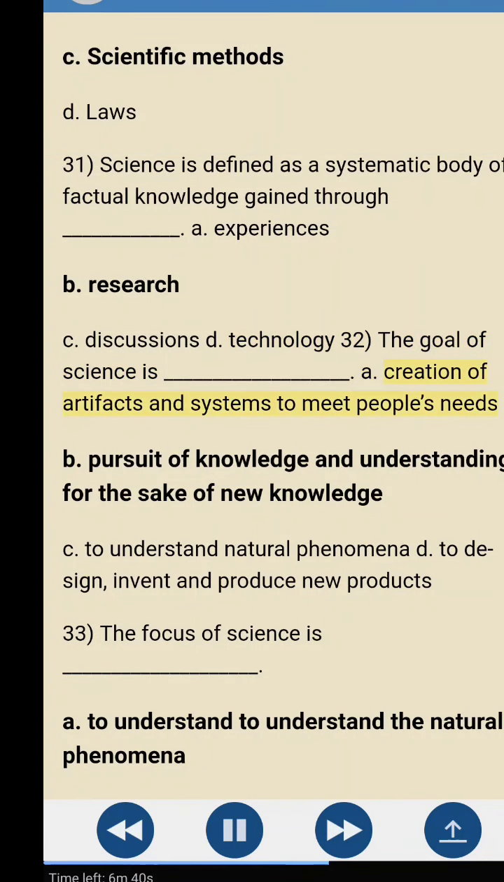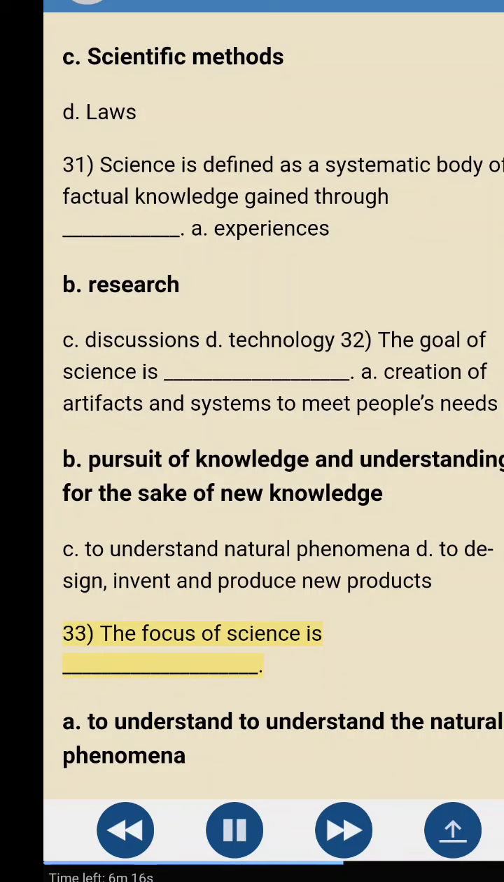32. The goal of science is blank. A. Creation of artifacts and systems to meet people's needs. B. Pursuit of knowledge and understanding for the sake of new knowledge. C. To understand natural phenomena. D. To design, invent and produce new products.